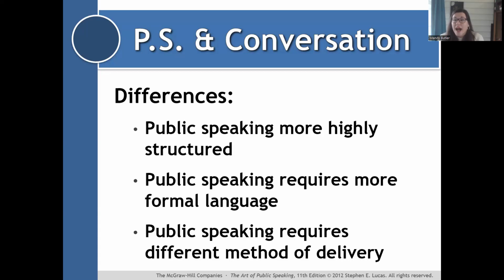Well, public speaking is more highly structured, right? We have to put it in a package that will give us the best chance of being understood, being heard, and being persuasive when we get into that area of the curriculum. It also requires more formal language. Now, does that mean I want you to act like an aristocrat? Does it mean you're so elevated that you're playing at something that you're not? No, I want you to be you on your best day.